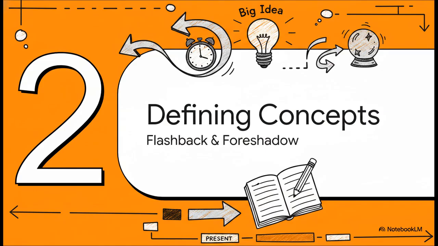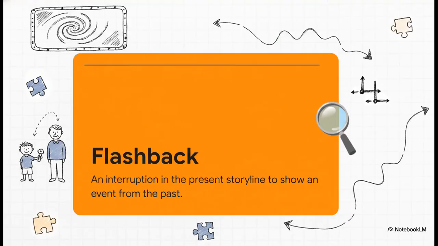Moving on to Section 2, defining concepts, flashback and foreshadow. Grab your mental notepads because we are going to explicitly lay out the definitions for our 2 core literary tools right now. This is really the big idea of our lesson today. First up is the flashback. A flashback is an interruption in the present storyline to show an event from the past.